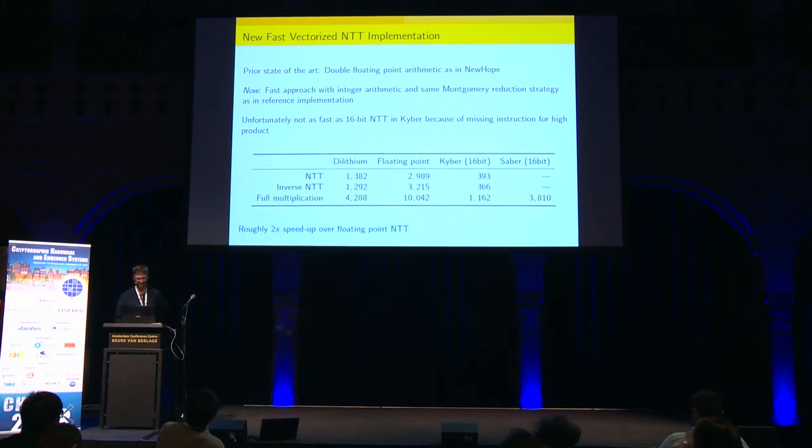So here you see the numbers, and from them you see that our Dilithium NTT ends up to be about 2 times faster still compared to the floating point approach before. And I've also listed as a last column the multiplication implementation of Saber, because this is also a 256 dimensional ring that they use, but they don't really use an NTT-friendly prime, so they need to resort to Toom-Cook multiplication, and you see that if you compare this to Kyber, which is also 16-bit, we are still much faster with NTT-based multiplication.